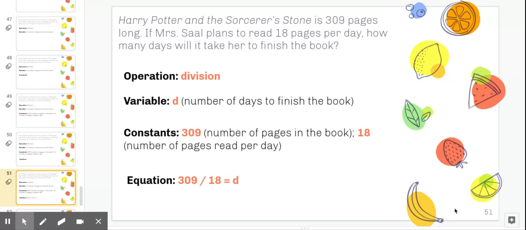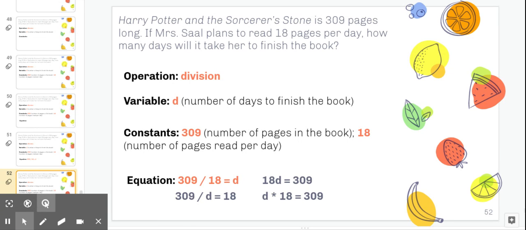and I'm going to get D. Now, there are other equations you could write that would represent this problem. I think the two division equations really are the best ones here: 309 divided by 18 equals D, or 309 divided by D, which is the number of days to finish the book, equals 18. Either of those is really correct. And the last two equations, the two multiplication equations, are also correct. You're taking 18, multiplying it by the number of days, and you should get 309, or D times 18 equals 309.